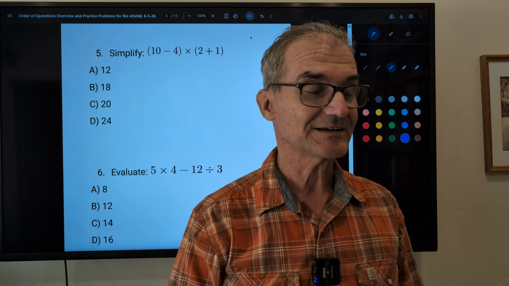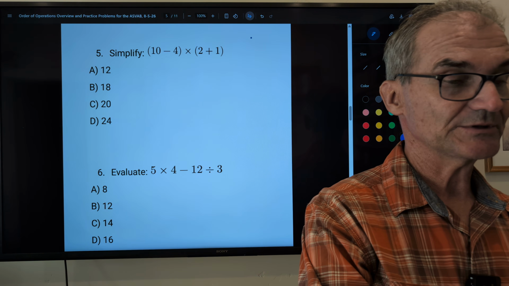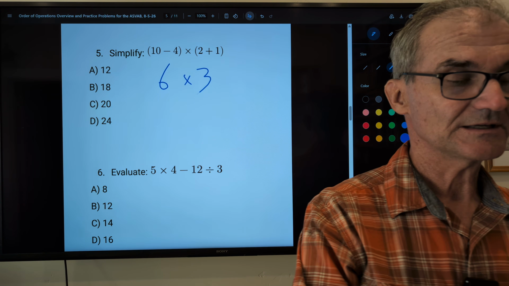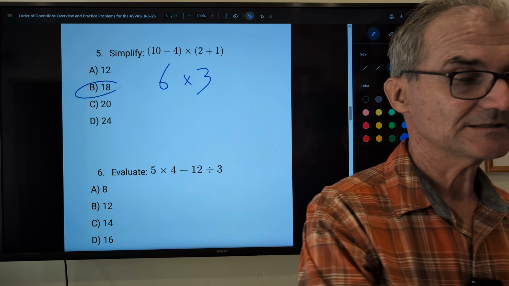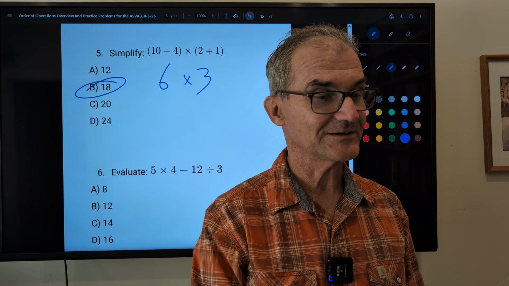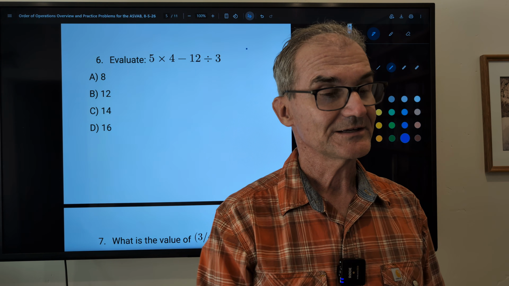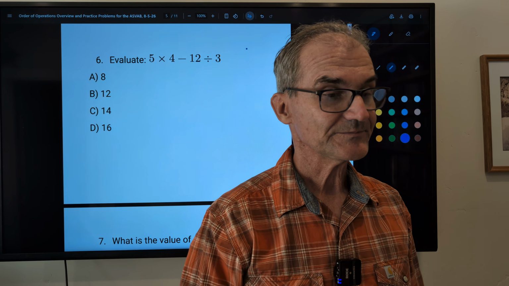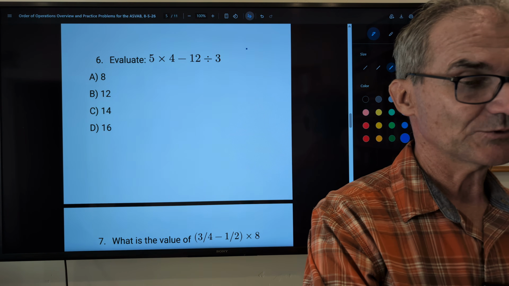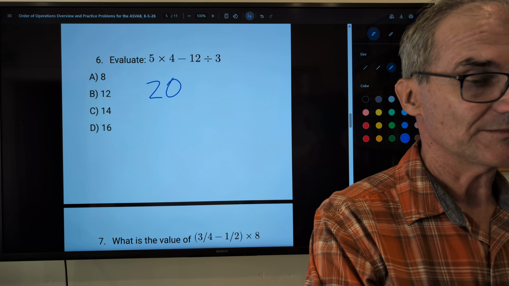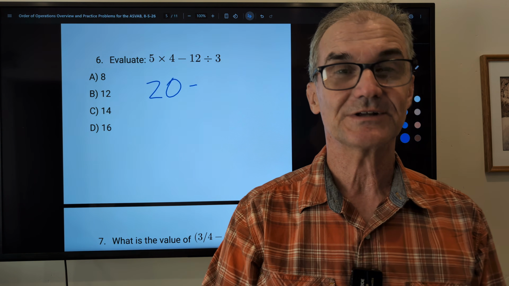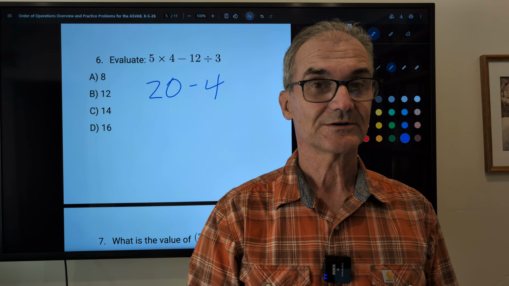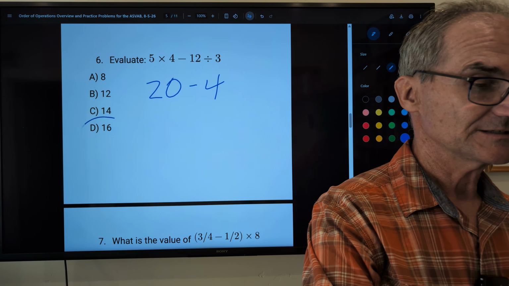Okay, number 5. 10 minus 4 in the parentheses is 6. 6 times 3 is 18. Again, pause the video and get them before I do them. You want to do it with no calculator unless they're pretty quick. Okay, here I'm going to have 20 minus 12 divided by 3, which is 4. 20 minus 4, correct answer, 16.